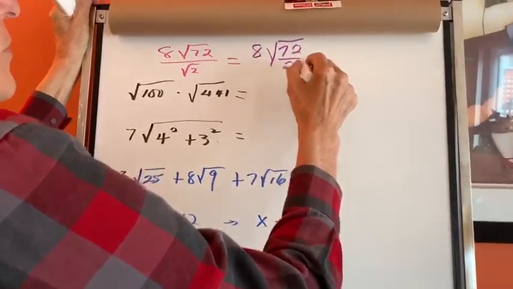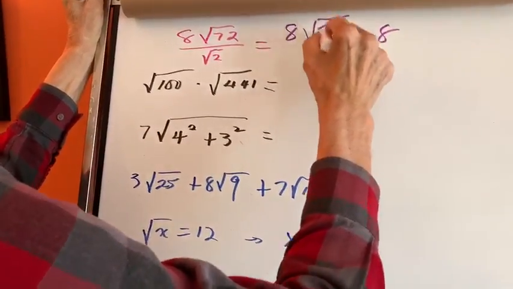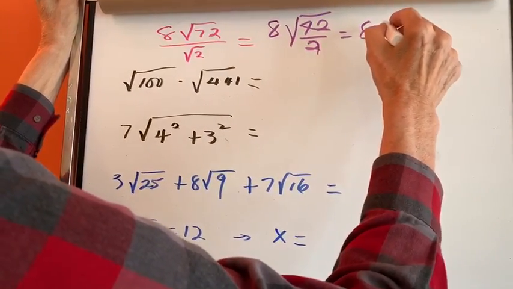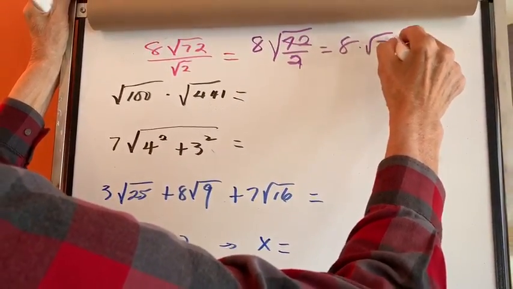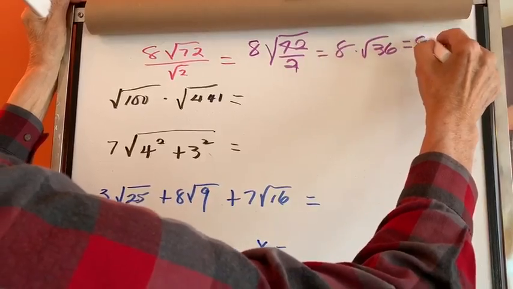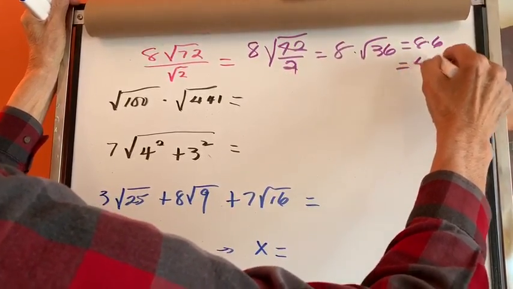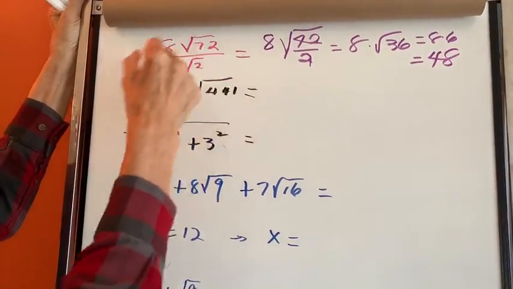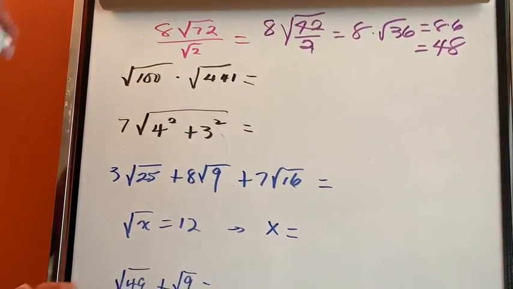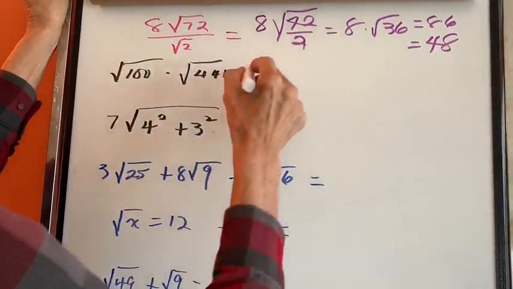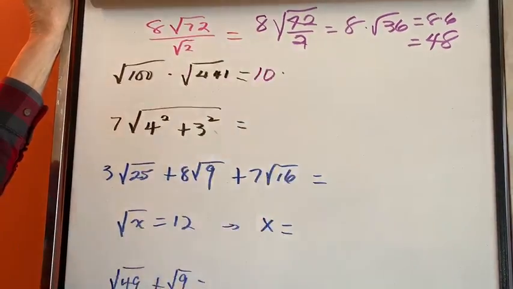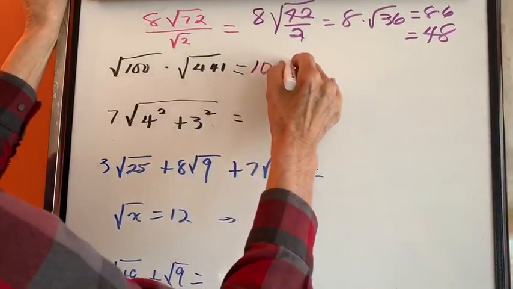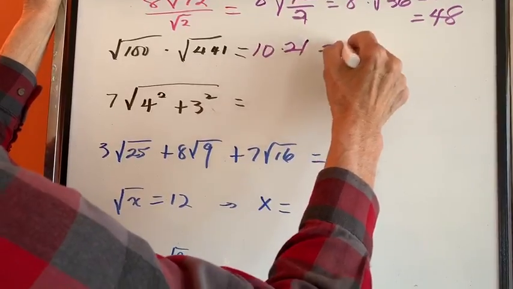72 over 2, and 2 goes into this 36 times, so it looks like this. And that's going to be 8 times 6, which is 48. This is all the product, so if you have that sheet out and you remember it, the square root of 100 is 10, and the square root of 441 is 21, and that product is 210.